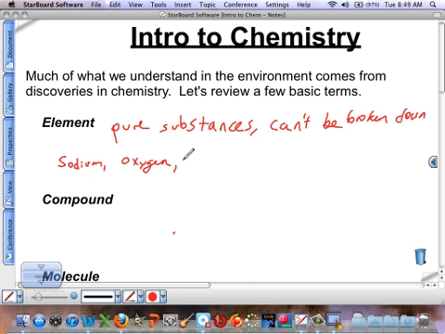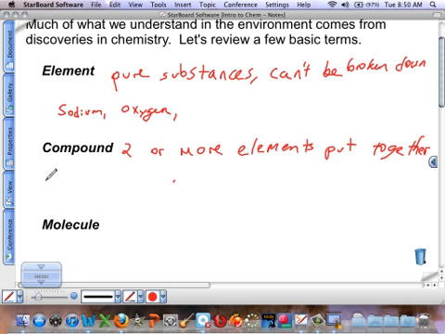A compound, what does that mean, a compound? Two or more elements put together. That's exactly it. Two or more elements put together. So I already told you guys that one of the compounds kind of important to us as humans is C6H12O6, which is also known as sugar.